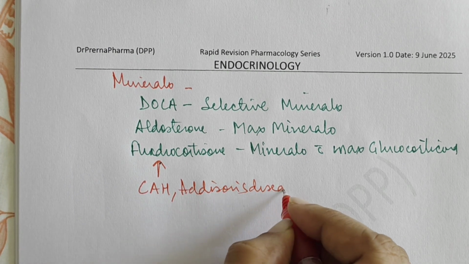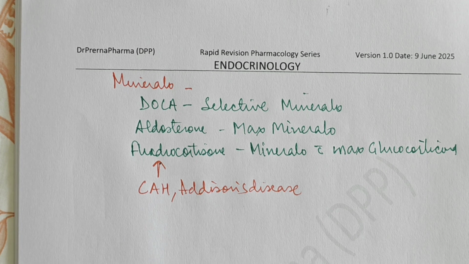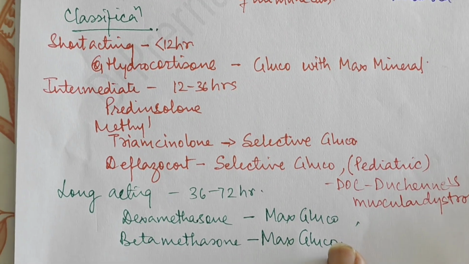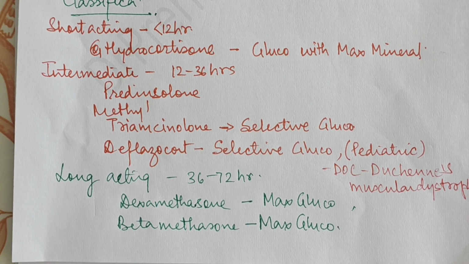Okay, so now please remember, in mineralocorticoids, fludrocortisone is the mineralocorticoid with maximum glucocorticoid activity, and aldosterone is the maximum mineralocorticoid. DOCA is a selective mineralocorticoid. And here you can see that dexa and beta are maximum glucocorticoids. Hydrocort is the glucocorticoid with maximum mineralocorticoid activity, and triamcinolone and deflazacort are selective glucocorticoids. Okay, so these are some drugs.